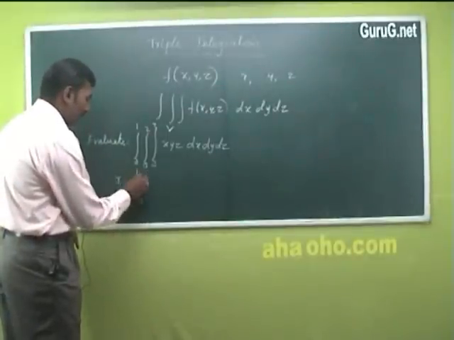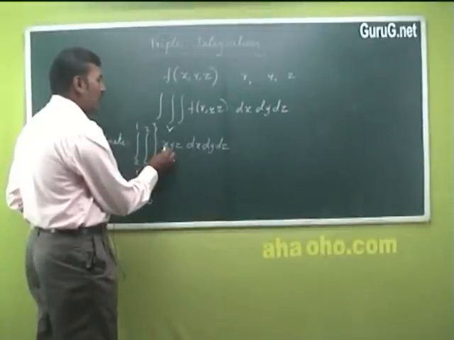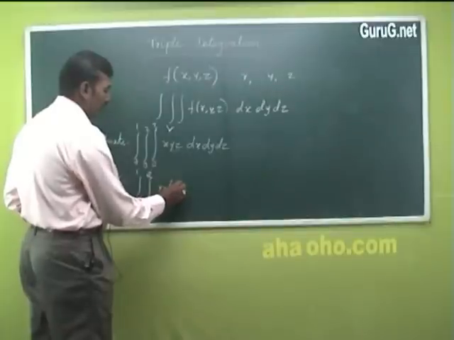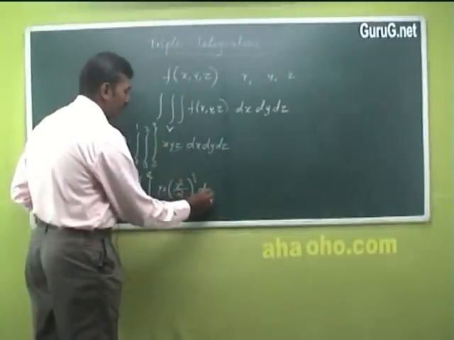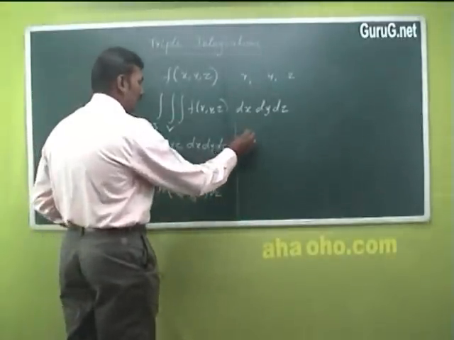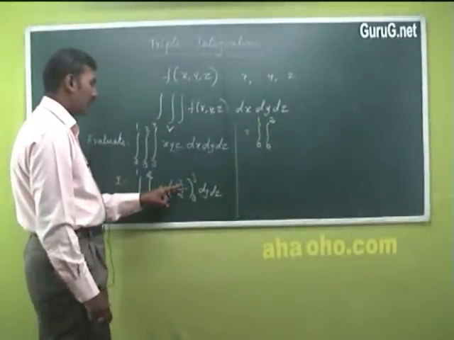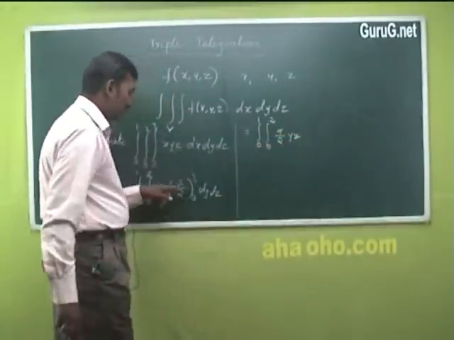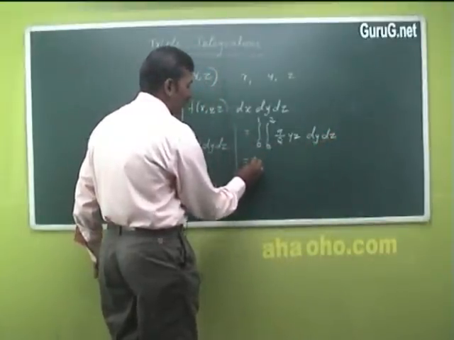Integral 0 to 1, integral 0 to 2. So integrate x, keeping y and z as constant. Integrating x, we get x squared by 2, from 0 to 3, dy dz. Clear? Now integral 0 to 1, integral 0 to 2. Substitute the limits now. So 9 by 2. Substituting 0 gives 0. dy dz. We take 9 by 2 outside.